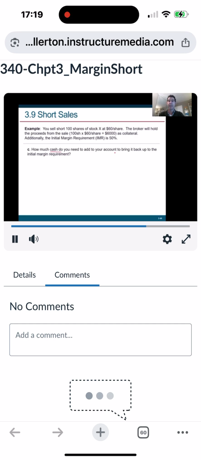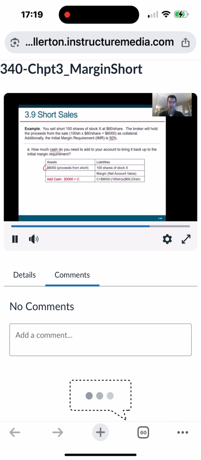Okay, otherwise we're going to sell you out, or we're actually going to cover your short, and we're going to get our money back. All right, so how much cash do you need to add to your account to make it margin compliant at the initial margin requirement, which is 50%? All right, so let's look at our account now.